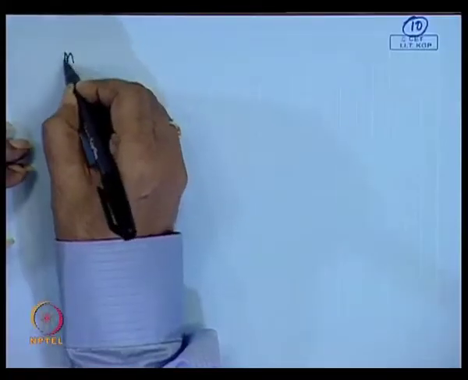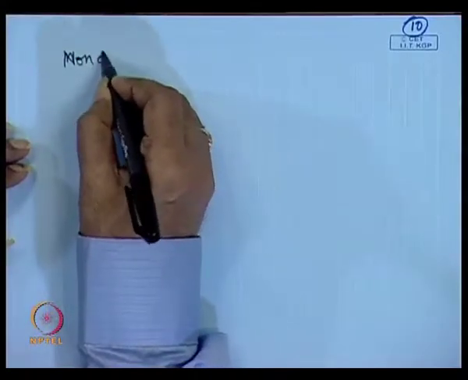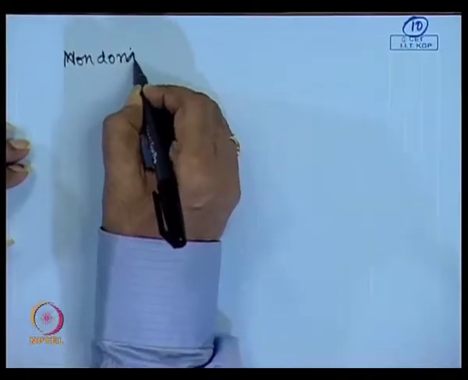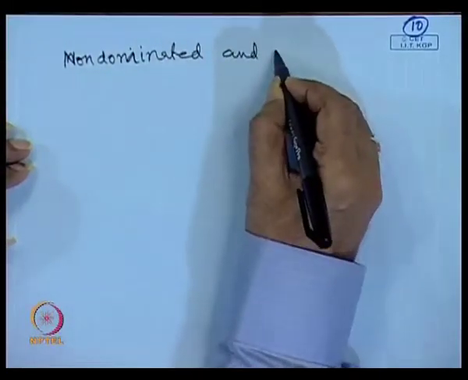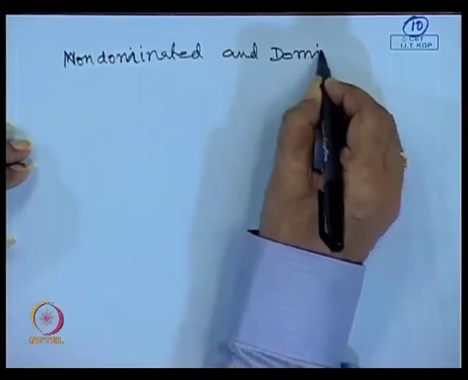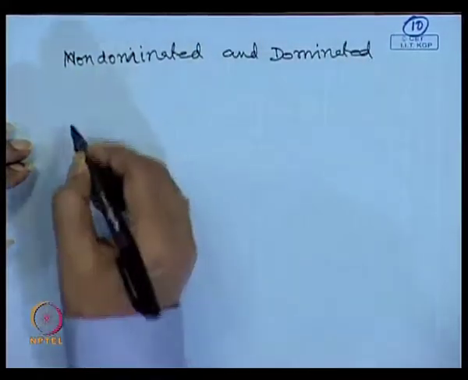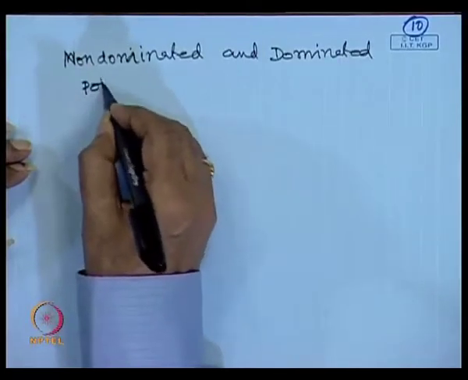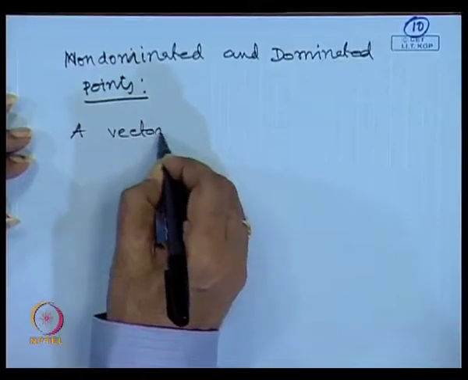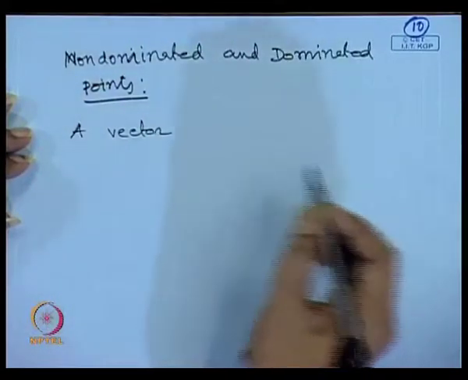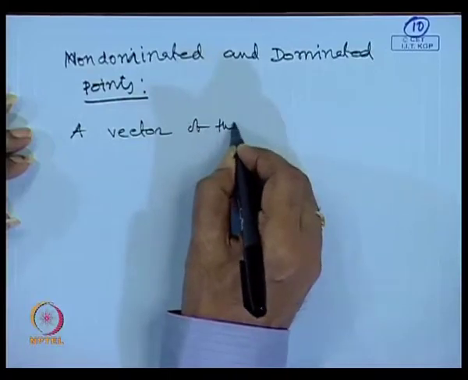So, non-dominated and dominated points. These are defined based on what is called the criteria space. A vector, because our objective function is a vector f1, f2, up to fn, a vector of the objective function.